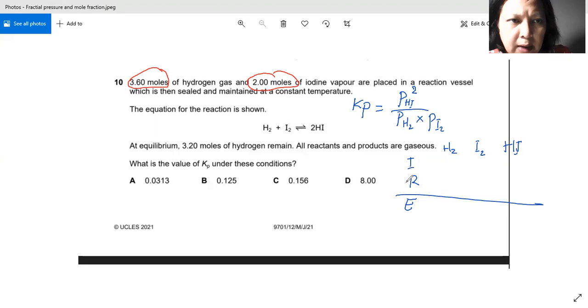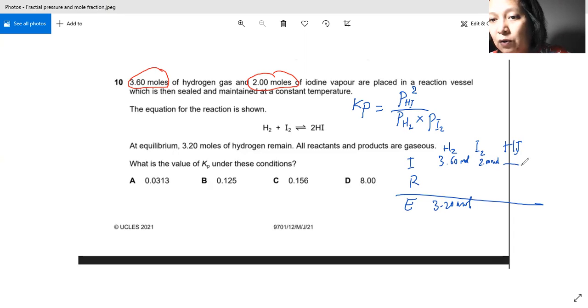Now at the beginning, at initial, we have 3.60 mole of hydrogen and then 2.0 mole of iodine, and we don't have hydrogen iodide at the beginning. And then after the reaction, at the equilibrium, we have only 3.2 mole of hydrogen, and we don't know about the iodine and the hydrogen iodide. But we know that the difference between the initial and the equilibrium is 0.4 mole.